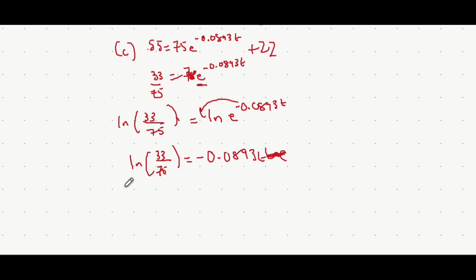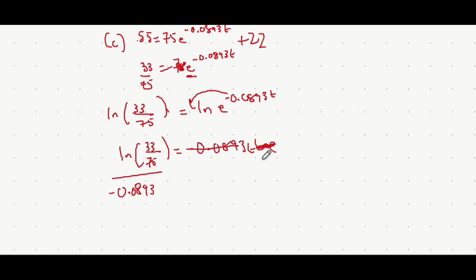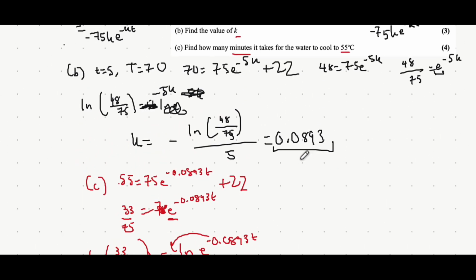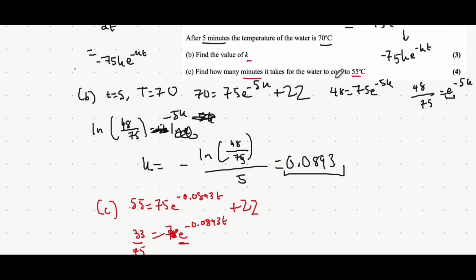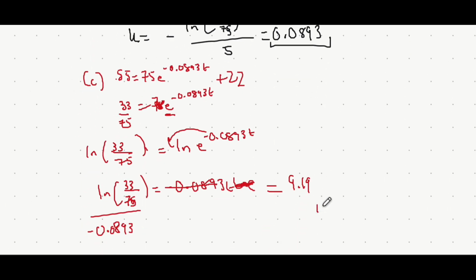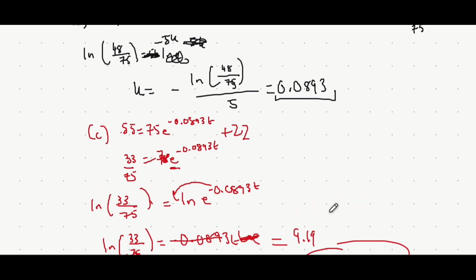From here, you divide both sides by minus 0.0893 to get the value of t. I'm taking quite a few shortcuts by cancelling out, because there's no point writing it out again. All of that's equal to t. That's the 75, by the way, sorry about that. And we get that t is therefore equal to 9.19. If it takes exactly 9.19 minutes for it to cool to 55 degrees, it wants the number as a whole number. So after 9 minutes, it hasn't cooled to 55 degrees yet, whereas after 10 minutes, it's cooled past 55 degrees. So we can say 10 minutes is our final answer.